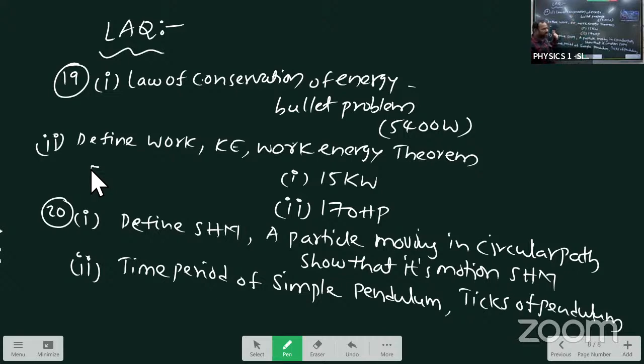Long answer question: define SHM, a particle moving in a circular path, with respect to its diameter its motion is SHM. Expression for time period in the case of simple pendulum. So 2 questions, 1 coming. From these 2, 1 coming. Question number 19 and question number 20. Now 21.